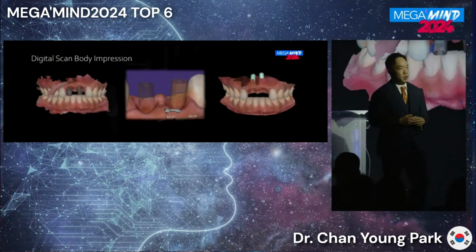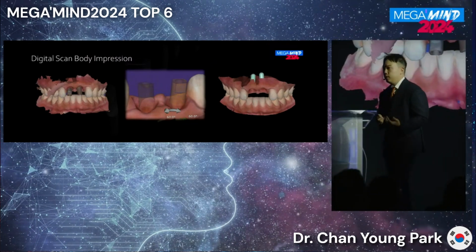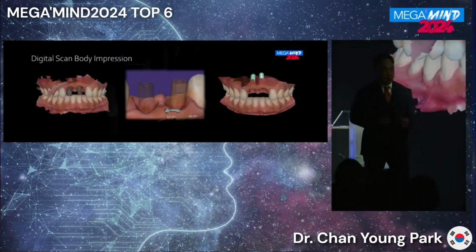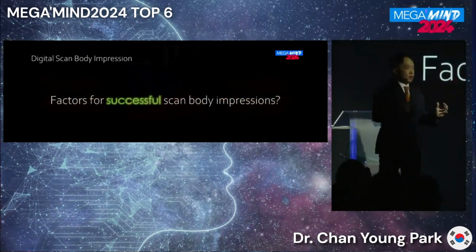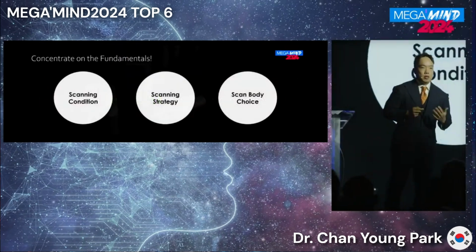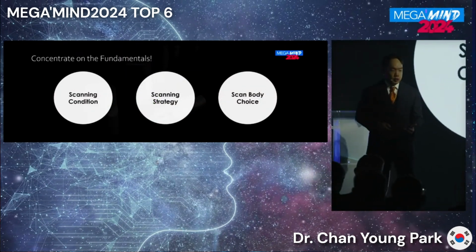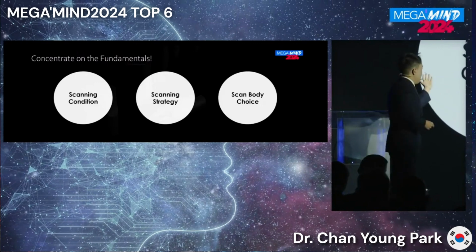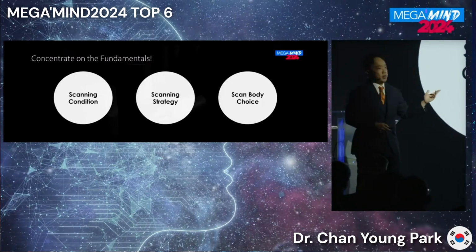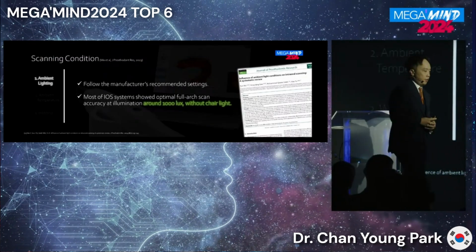And this is probably the most important step in fabricating the prosthesis with digital methods. So what are the factors for successful scan body impressions? I'd like to talk about some fundamentals, maybe a little bit boring, but I think it's very important. So 3 categories: scanning condition, scanning strategy, and scan body choice. So let's look at the evidence.